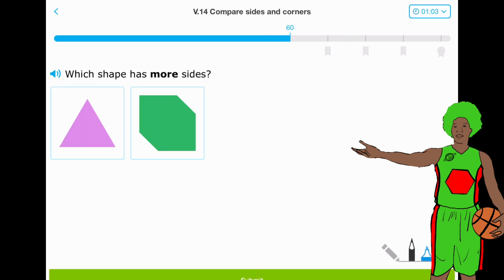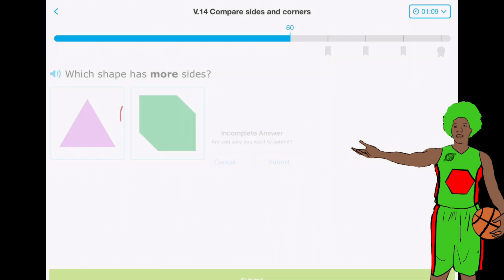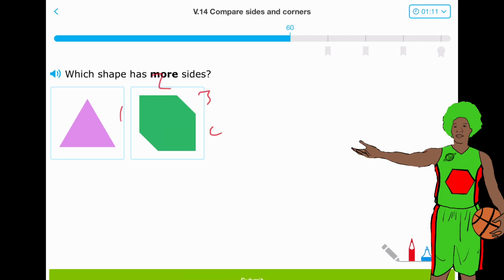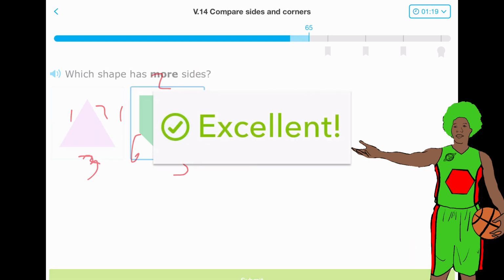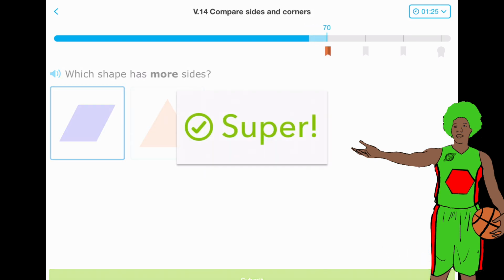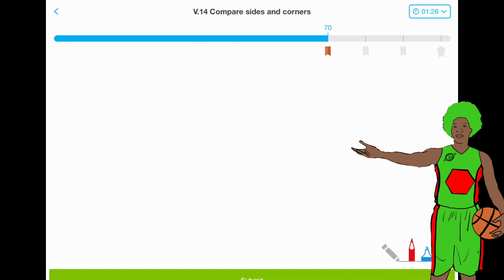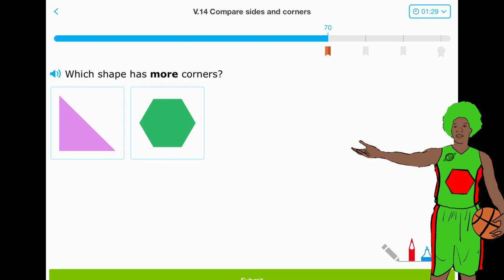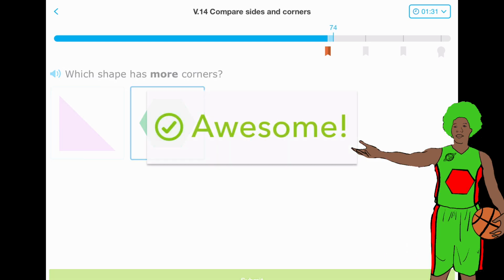All right, which shape has more sides? I'm going to slow down for this one. Okay, more sides. 1, 2, 3, 4, 5, 6. 1, 2, 3. Let's go. Hexagon. We had that one before. Which shape has more sides? Woohoo! Looks like a rhombus. Which shape has more corners? Hexagon.